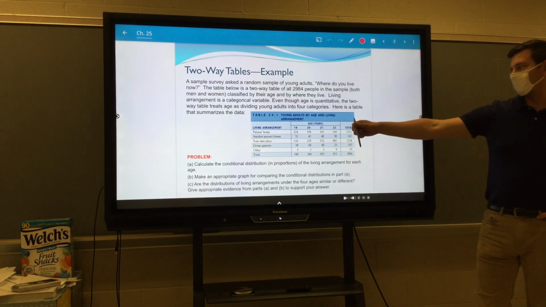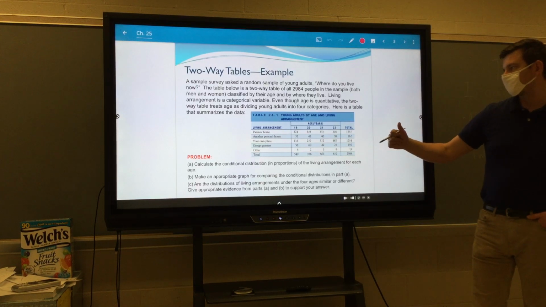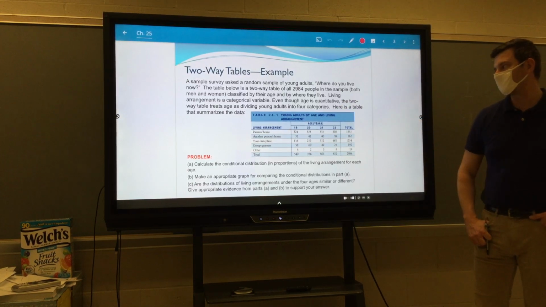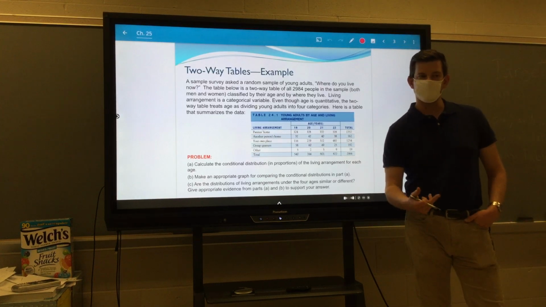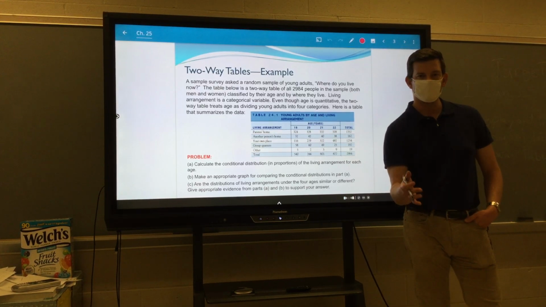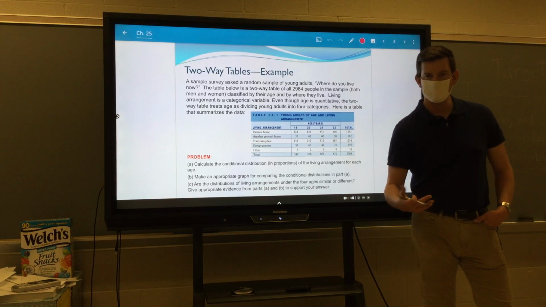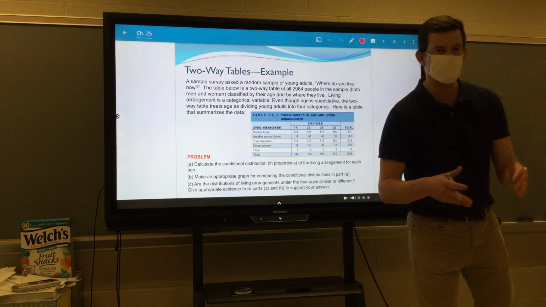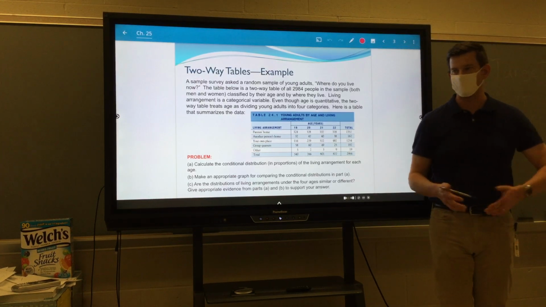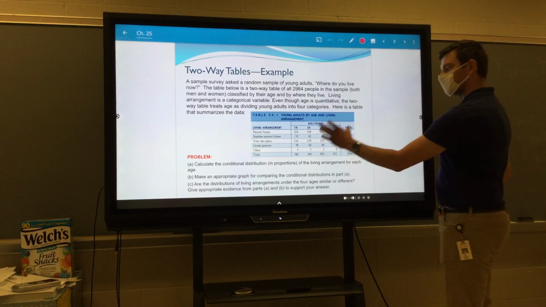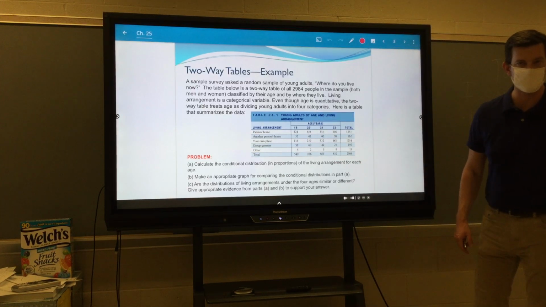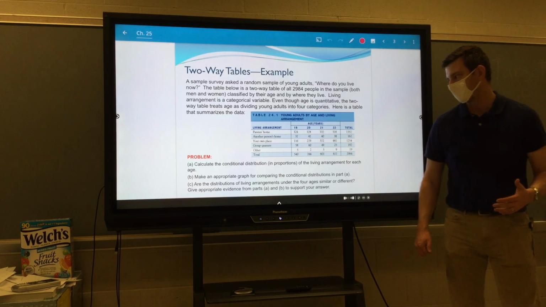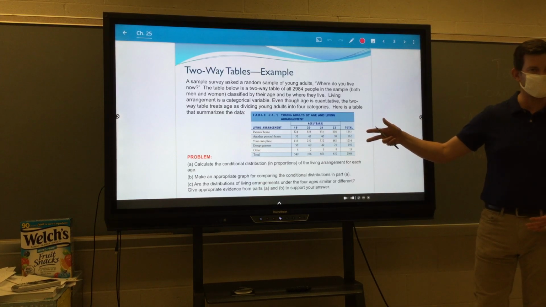Now, the other variable is age. Even though age is quantitative, the two-way table treats age as dividing young adults into 4 categories. Kind of like what I spoke about yesterday with grade level, 9th, 10th, 11th, 12th grade. Yes, those are numbers, but that breakdown into 4 different categories allows us to treat it as categorical data. Same thing here. We are just concentrating on these 4 years, ages 19 through 22, so they are going to serve the purpose of categories here.